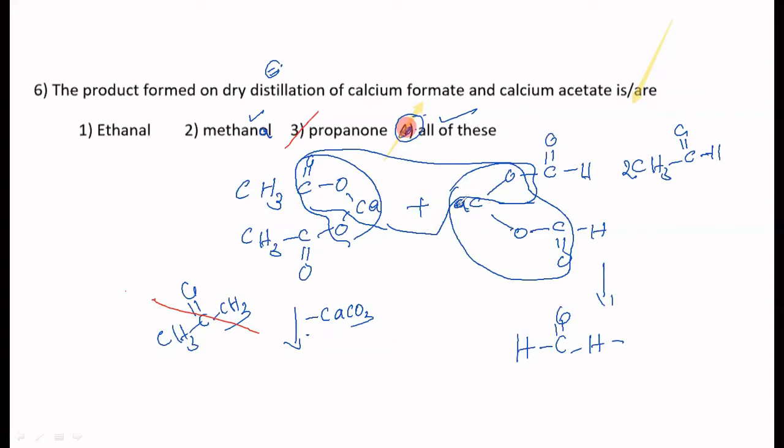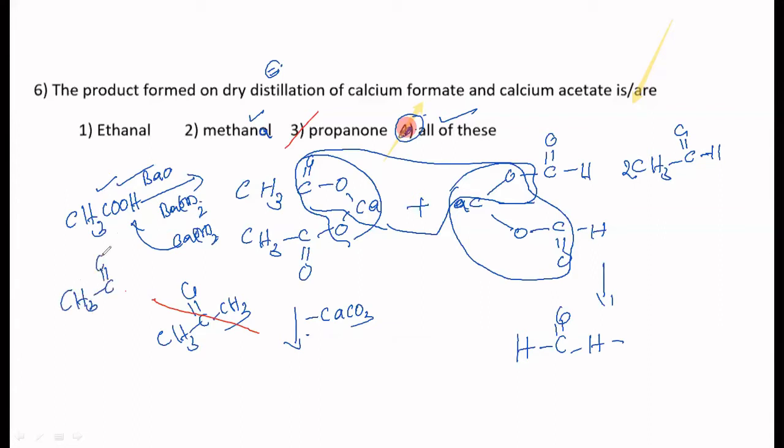Sometimes they will not give you this question like this. Sometimes they will give you this: the product formed in this reaction is CH3COOH. When it is made to react with, say, barium oxide, a basic oxide, or Ba(OH)2, or calcium hydroxide, Ca(OH)2, then initially it is going to give the calcium salt first and then decarboxylation. So you should be able to identify the reagent. If this reaction happens, you will get acetone, CH3, C double bond O, CH3.